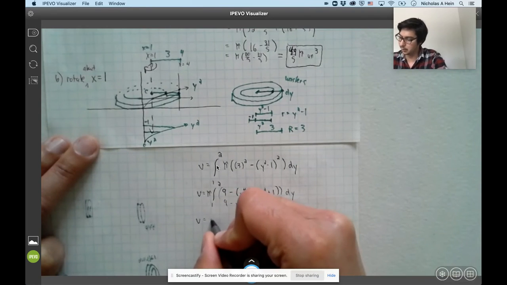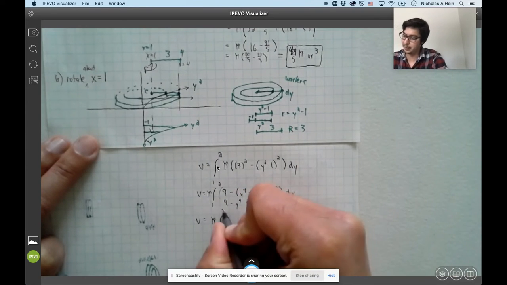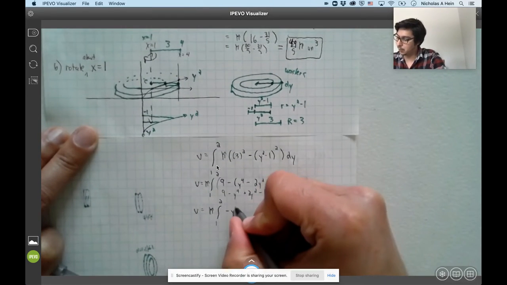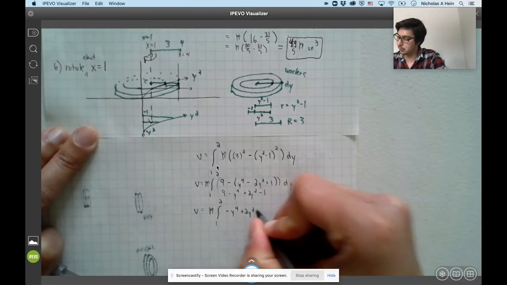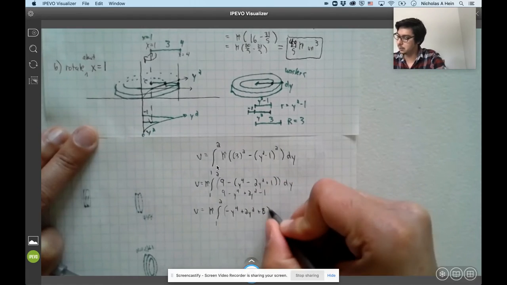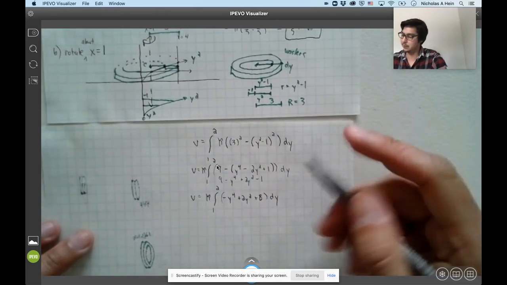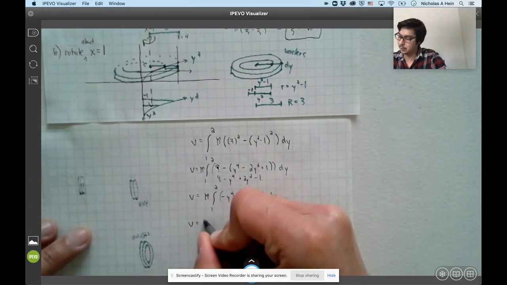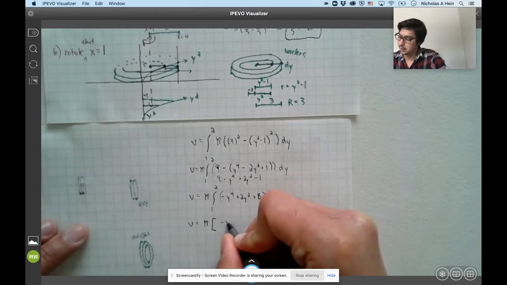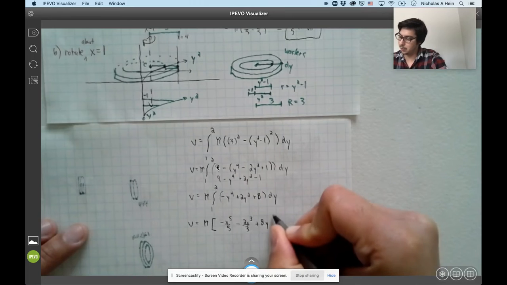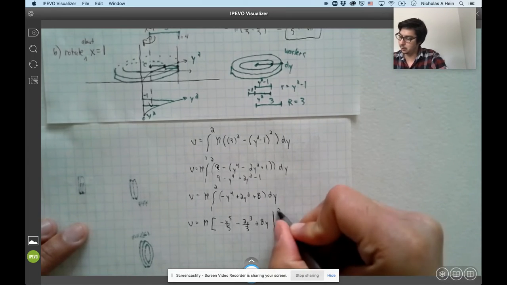So putting that together, we have pi. And hopefully I'm not making a mistake. I'm going kind of quick through this. We would have negative y to the fourth plus 2y squared plus 8 dy. That's a little bit easier to find an antiderivative of. So to calculate this, we'll get pi times negative y to the fifth over 5 minus 2y to the third over 3 plus 8y, evaluating from 1 to 2.